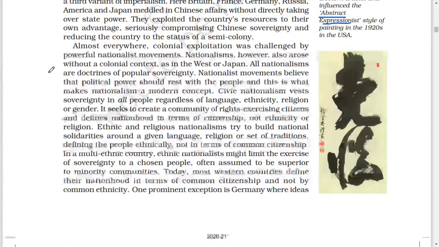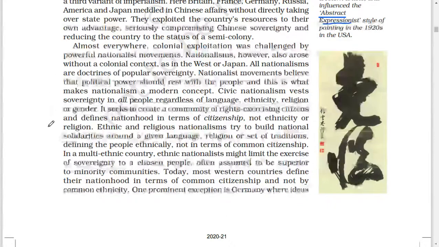All nationalisms are doctrines of popular sovereignty. Nationalist movements believe that political power should rest with the people, and this is what makes nationalism a modern concept. Civic nationalism vests sovereignty in all people regardless of language, ethnicity, religion, or gender. It seeks to create a community of rights-exercising citizens and defines nationhood in terms of citizenship, not ethnicity or religion.